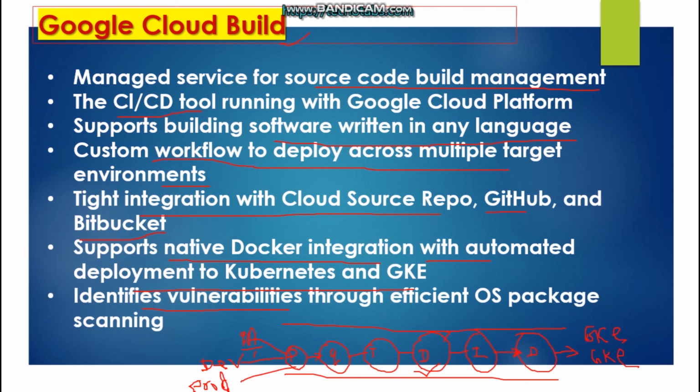It identifies vulnerabilities through efficient OS package scanning. As I mentioned, there is a quality check in here. It will check for all the issues that come in. It will perform certain tasks, and if it finds any issues, it will not let the code move forward to the next step. It will fail right there. You have to go back and check the logs in order to identify what failed. All right. So this is all about Google Cloud Build.